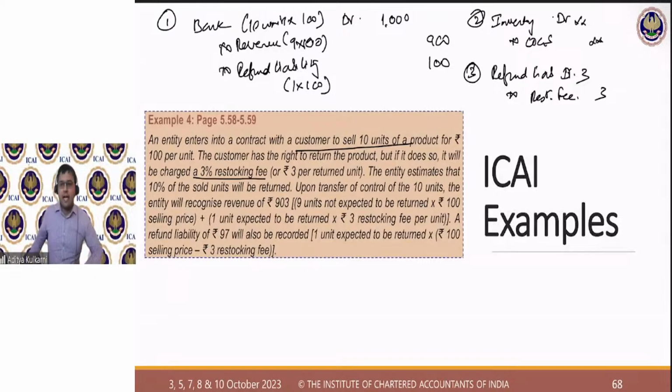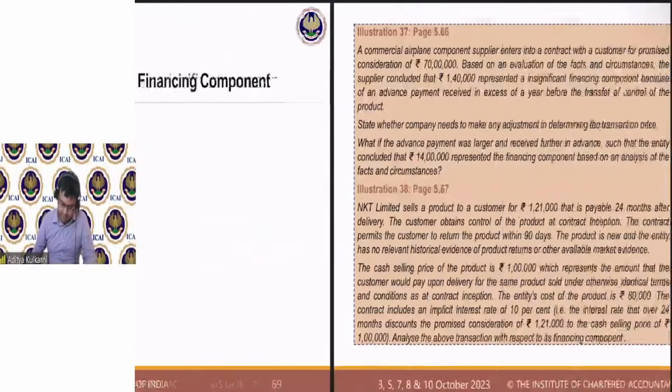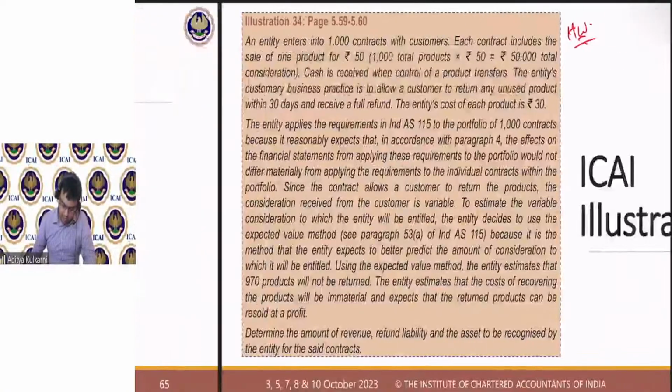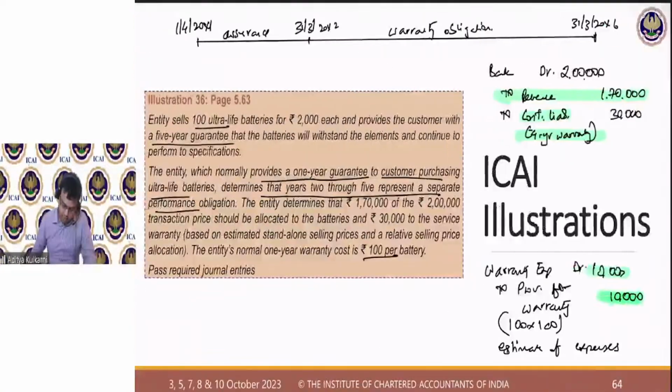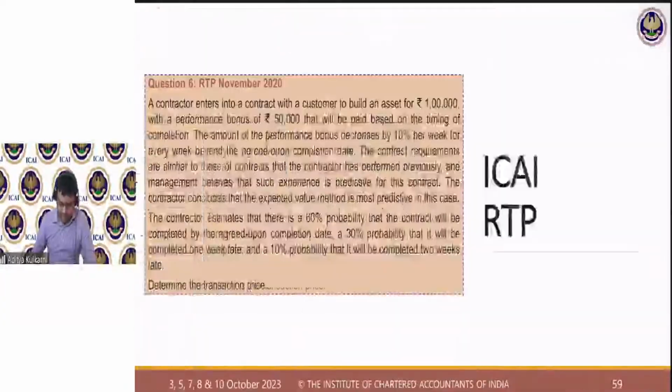Correct. So the refund liability, when it is paid, it will be refund liability account debit to bank, 97 rupees. Okay. So anyways, that takes care of restocking fees. Small things I think we have completed almost entirely. Restocking fees is done. Sale or return is done. Warranties are done. Then we have variable consideration also done.